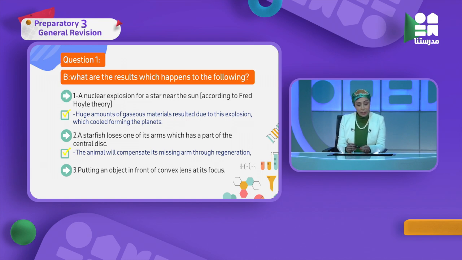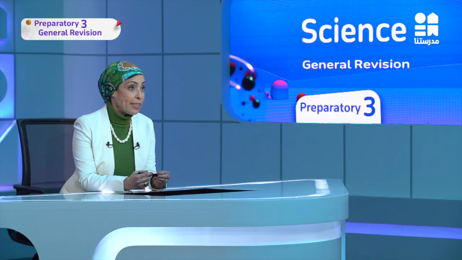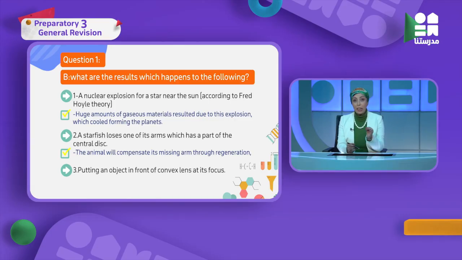Next one: putting an object in front of a convex lens at its focus. What is the result if we put the object on the focus of the convex lens? We know quite well that when we put the object, we start from an area and move nearer to the optical center of the convex lens. Here in this case, what will happen if we put the object at the focus? Why did he ask in this case especially? Because it's a rare case.